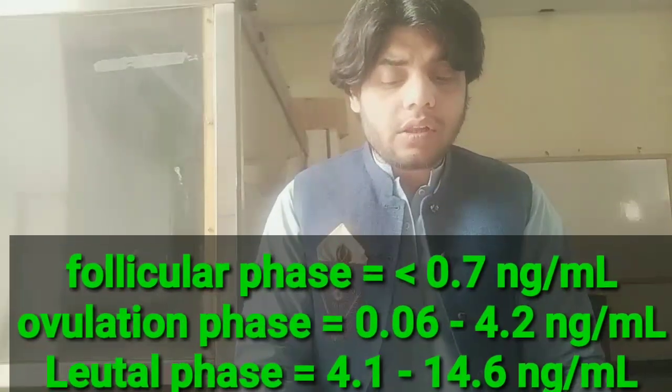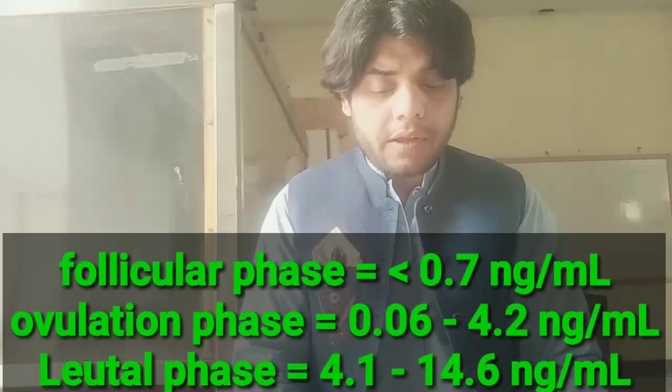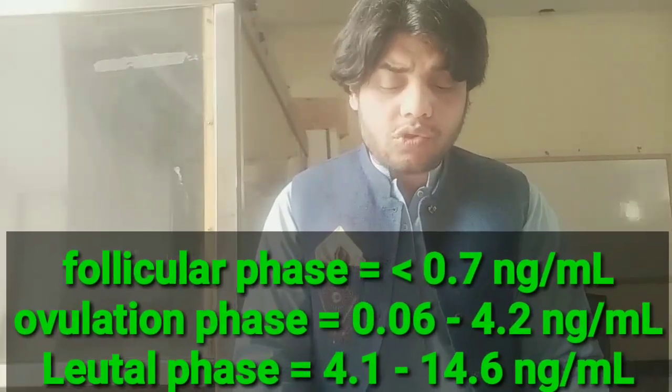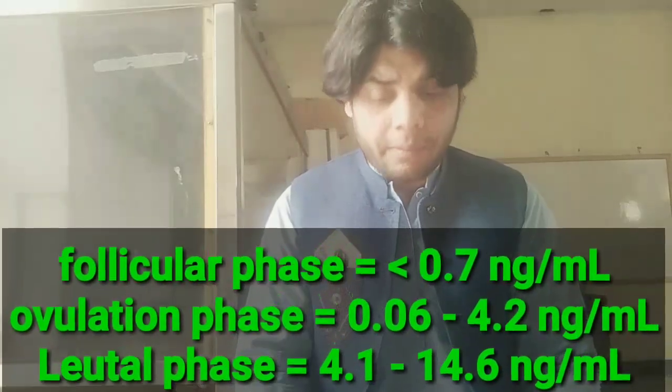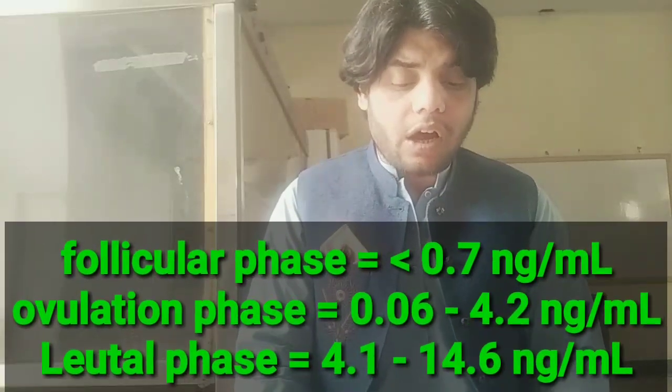During ovulation, the hormone level will be 0.06 to 4.2 nanogram per ml. And in the luteal phase, the hormone level should be 4.1 to 14.6 nanogram per ml. So this is all about the progesterone blood test.